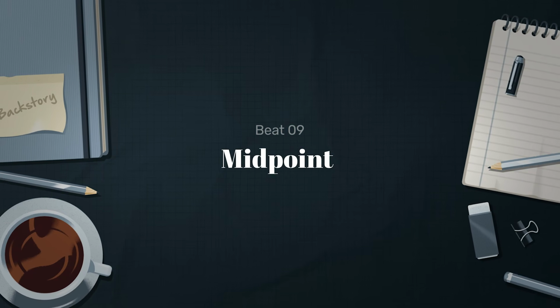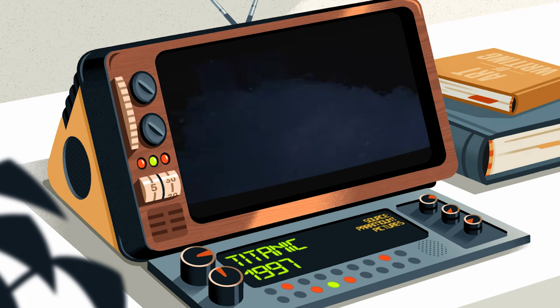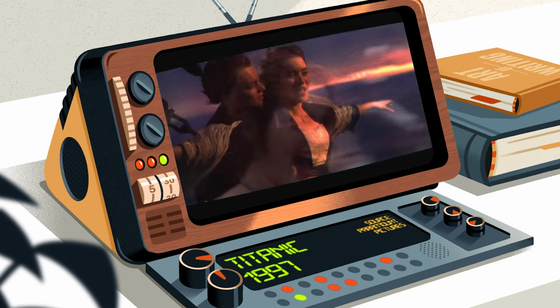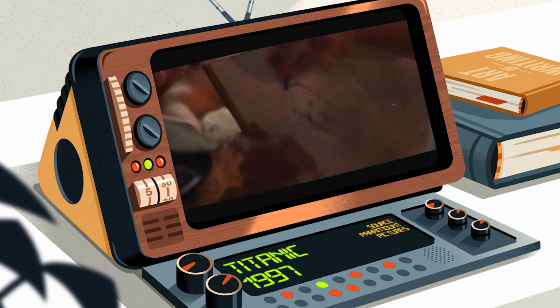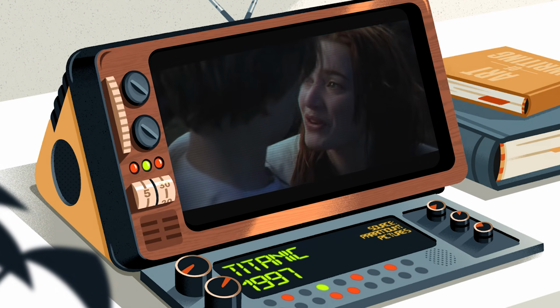Beat 9, the midpoint. The midpoint is a game changer. Stakes are raised and the story takes a serious turn. In Titanic, this is where the ship hits the iceberg. It goes from being a romance between Jack and Rose to a story about survival. He goes from painting her like his French girls to running away with her as a drenched girl. So what's the moment that raises the stakes and shifts the tone of your story?